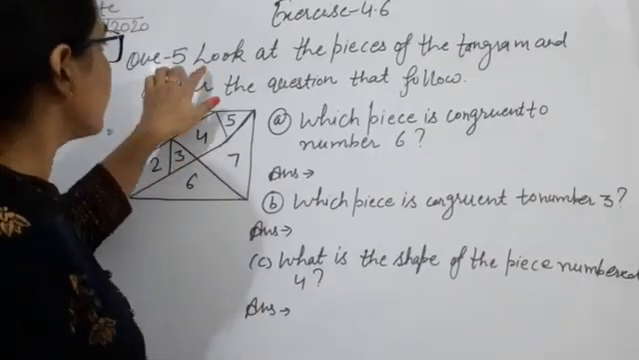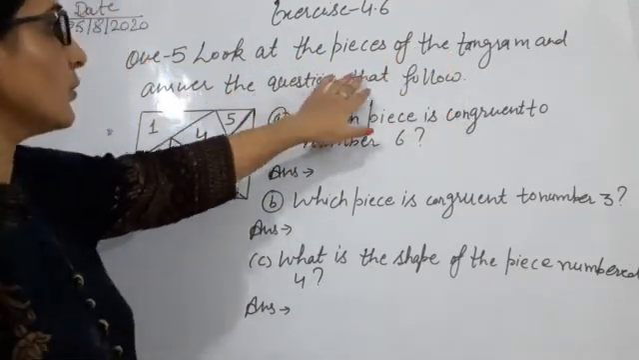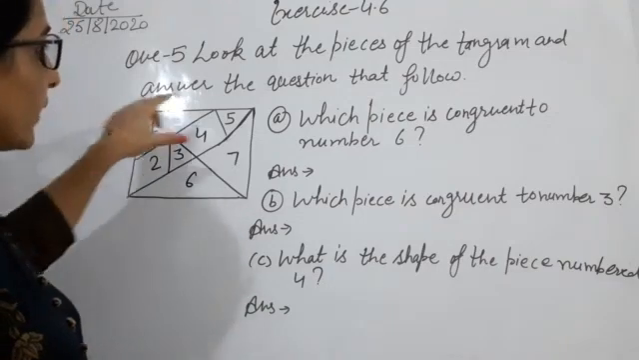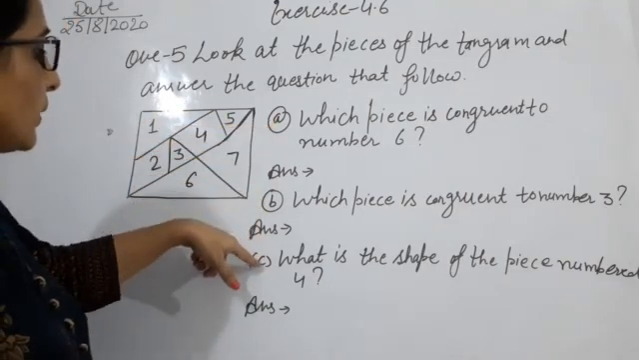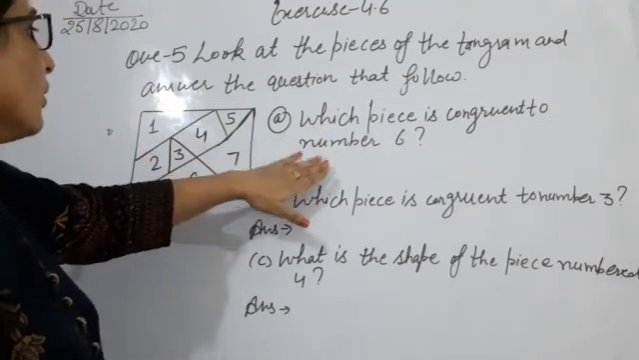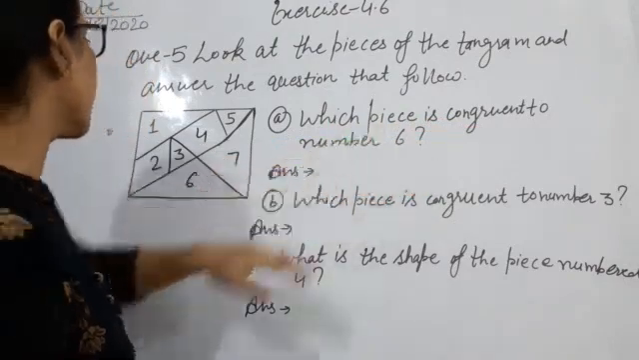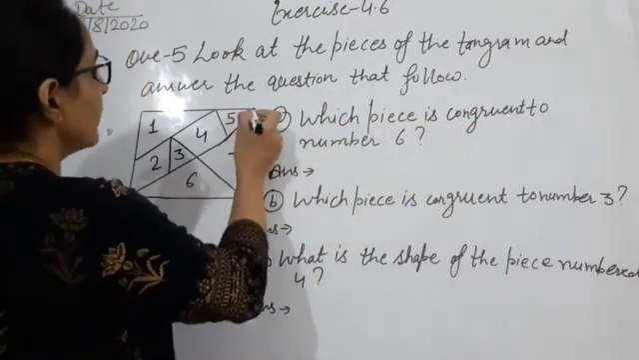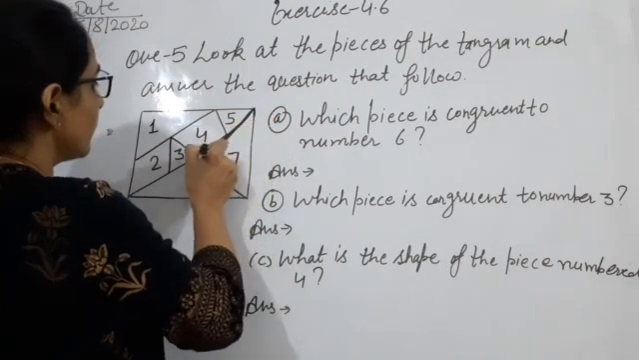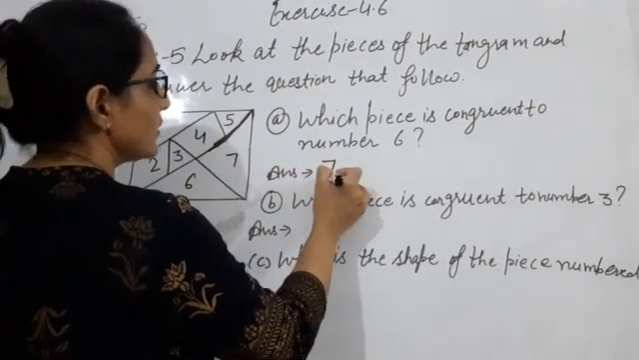Now question number 5 is look at the pieces of the diagram and answer the questions given below. Clear? You look at these shapes and here some questions are given, A and B and C part. You look at this one and give the answer. Which piece is concurrent to the number 6? Here the 6 and 7 look the same as each other. This one, this 7 and then 6. So here the answer is 7.